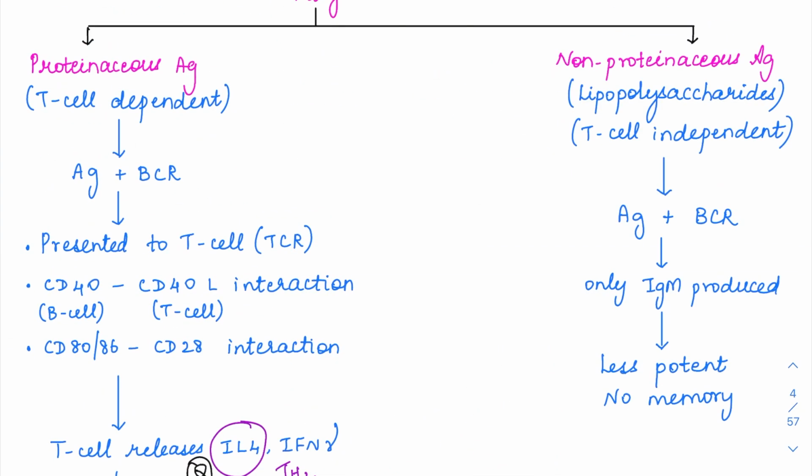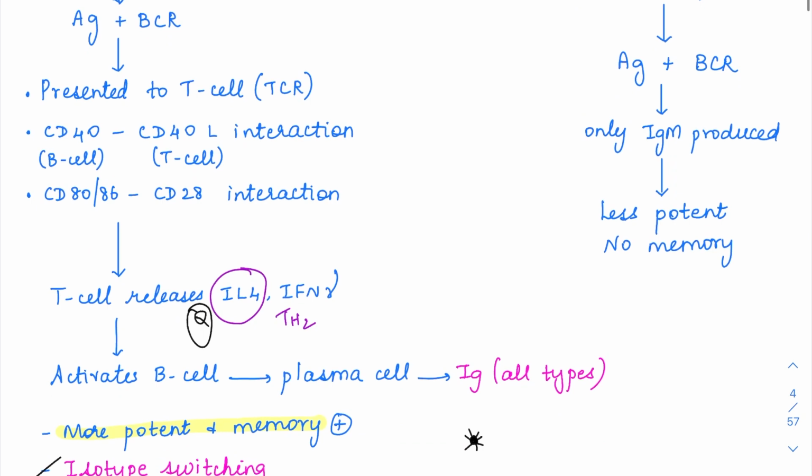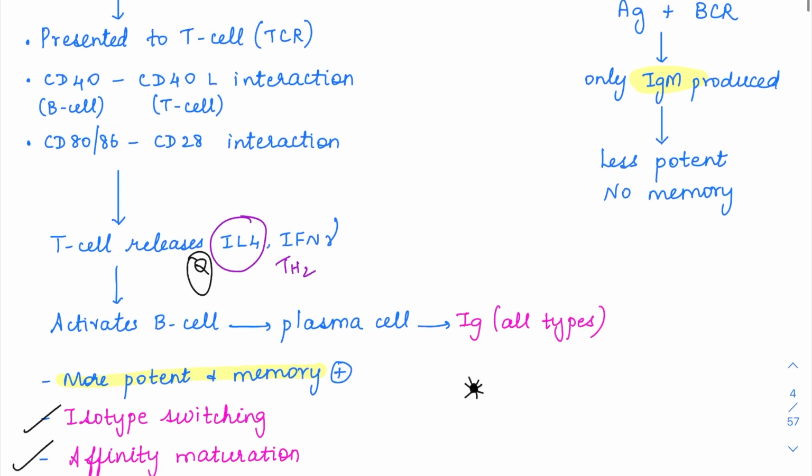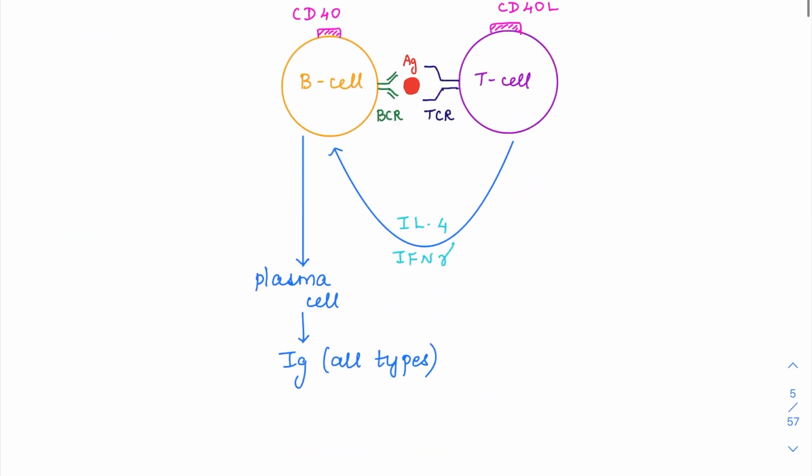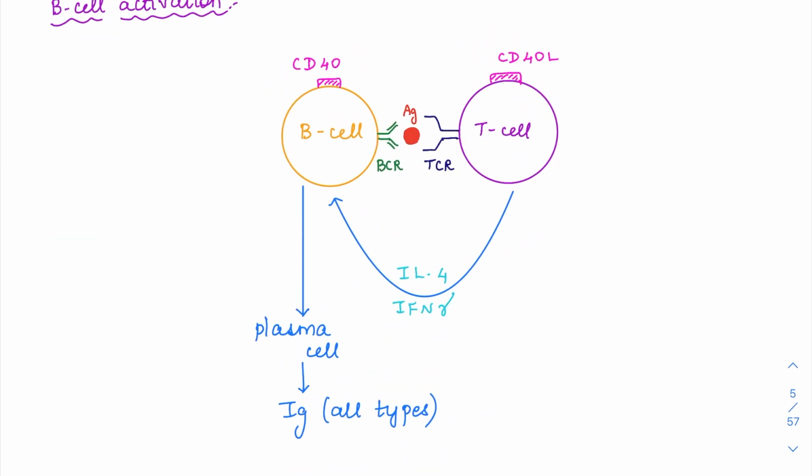Let's move on to the non-proteinaceous antigens. A non-proteinaceous antigen will not stimulate a T cell. It is going to directly stimulate the B cell receptor and produce immunoglobulin M. So IgM alone will be produced. There is not going to be any isotype class switching, so there are not going to be any other immunoglobulin productions. Only IgM is produced, and it is a less potent, less memory kind of immune response. So, we need proteinaceous antigens to produce a highly potent immune response. This is a summary I have already mentioned.